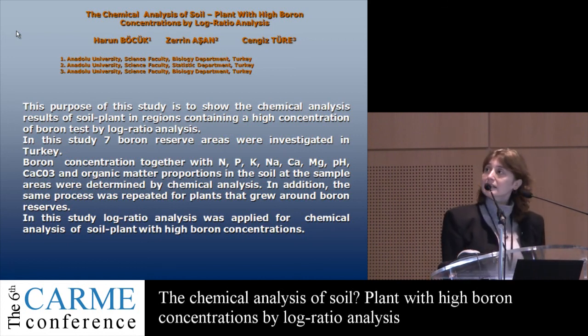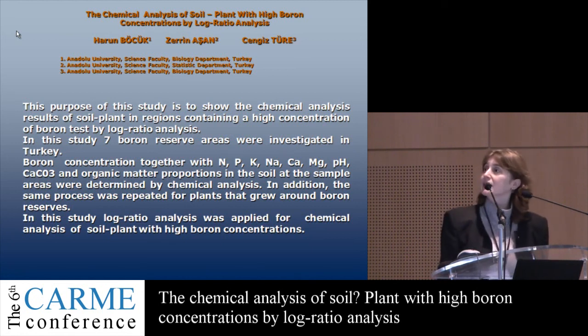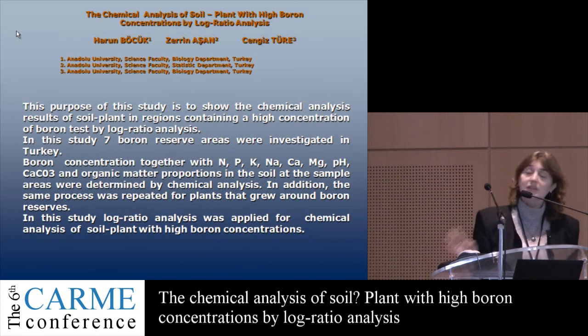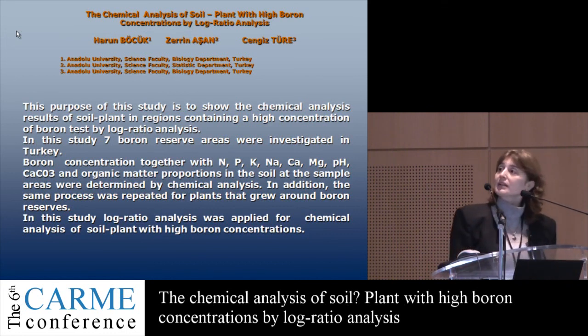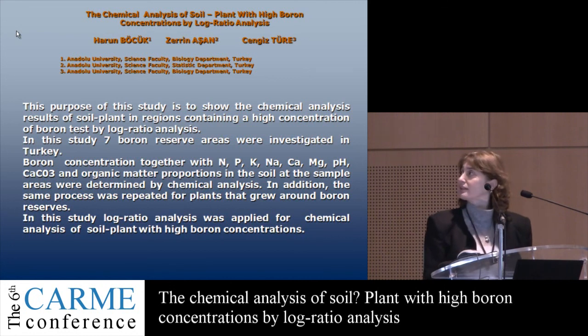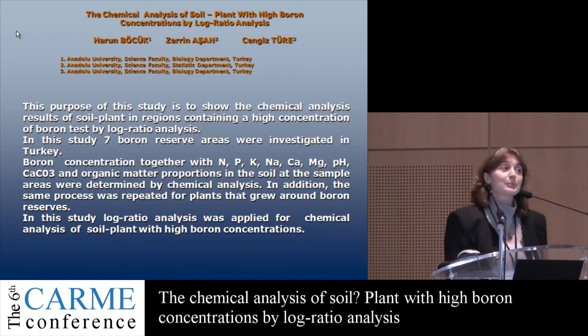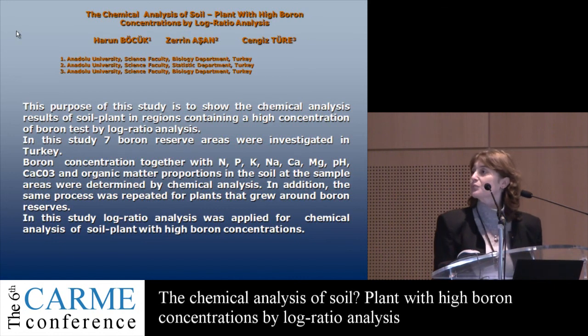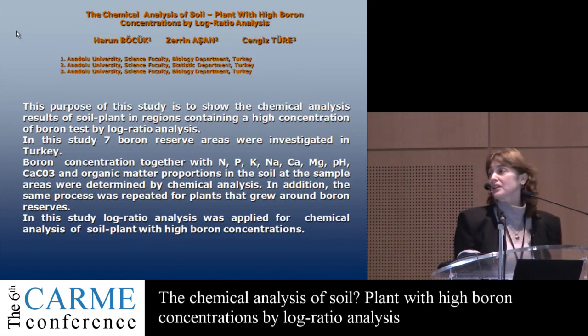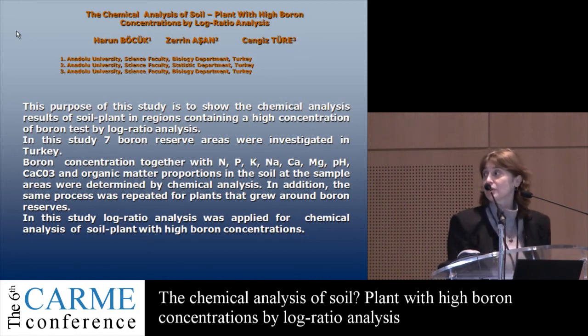In this study, we investigated 7 boron reserve areas in Turkey, especially the west area of Turkey. Boron concentration, together with other elements and organic matter proportions in the soil at the sample areas, were determined by chemical analysis. Also, the same process was repeated for plants that grew around boron reserves. Log ratio analysis was applied for chemical analysis of soil and plants with high boron concentration.